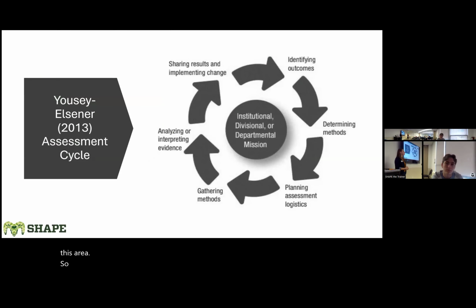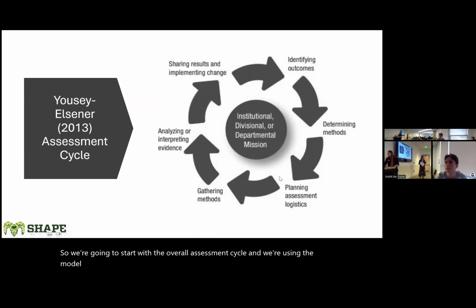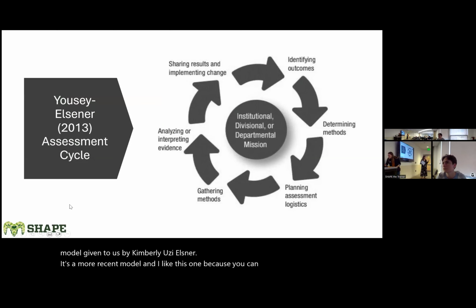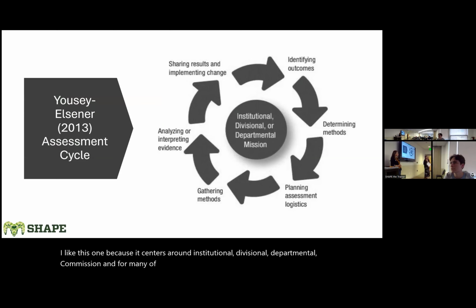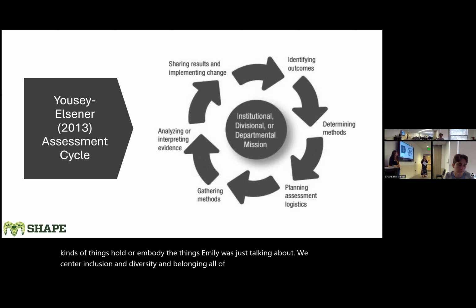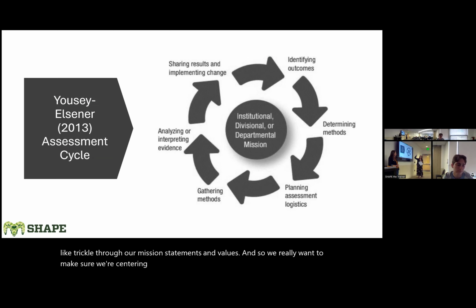So we're going to start with the overall assessment cycle, and we're using the model given to us by Kimberly Elsner. It's a more recent model, and I like this one because you can Google assessment cycle and find all kinds of cycles. I like this one because it centers around institutional, divisional, and departmental mission, and for many of us, our mission and value statements hold or embody the things that Emily was just talking about. We center inclusion and diversity and belonging. All of those things trickle through our mission statements and values, and so we really want to make sure we're centering those in our process.